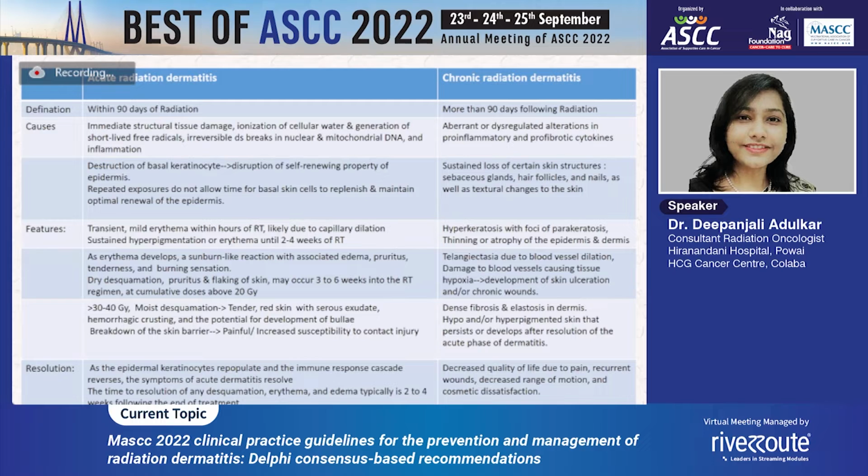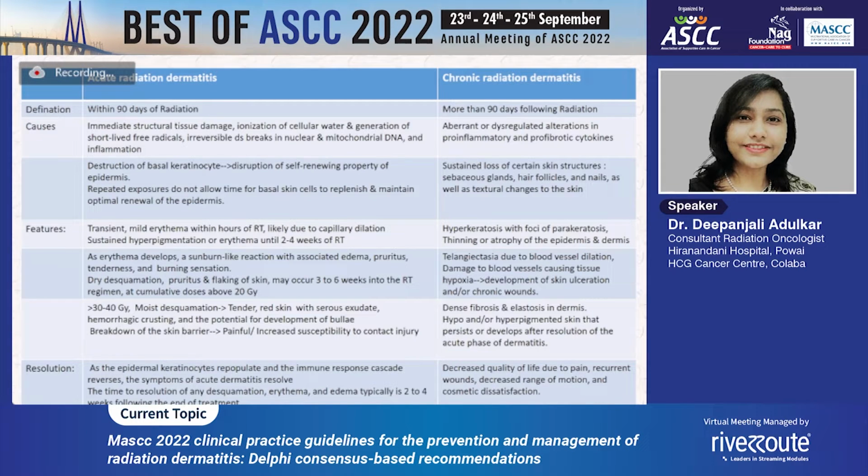In contrast, chronic radiation dermatitis is generally seen more than 90 days following radiation. It is basically because of the dysregulation between the pro-inflammatory and the pro-fibrotic cytokines. There is sustained loss of the skin appendages, that is the sebaceous glands and hair follicles, and different changes in the skin. There is hyperkeratosis and parakeratosis. There is telangiectasia due to blood vessel dilatation, and damage to the blood vessels causes tissue hypoxia and the development of skin ulcers. Because of this, there is dense fibrosis, elastosis, and delayed tissue healing.